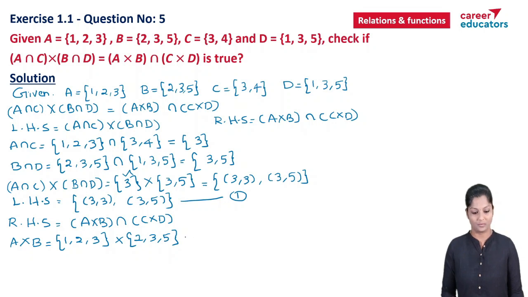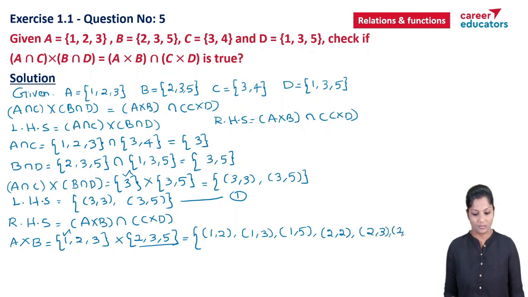To find A cross B, we have to pair each element of A with each element of B. Take the first element of A and pair with all the elements of B. We will get (1, 2), (1, 3), (1, 5). Likewise, we have to do it for the remaining elements of A. We will get (2, 2), (2, 3), (2, 5), (3, 2), (3, 3), (3, 5).